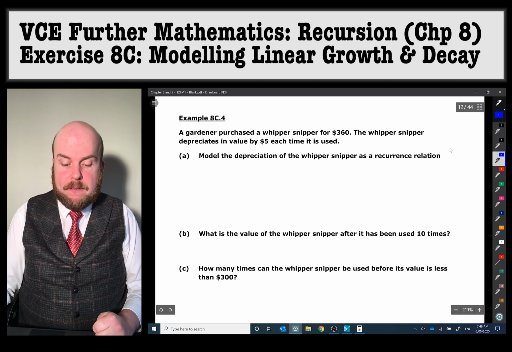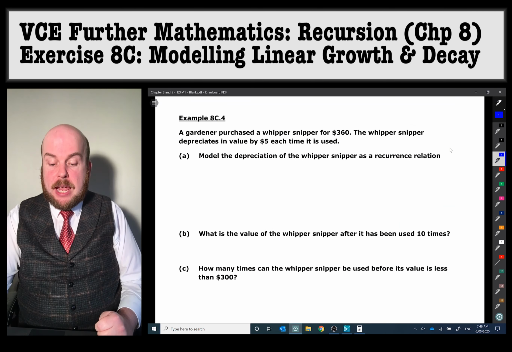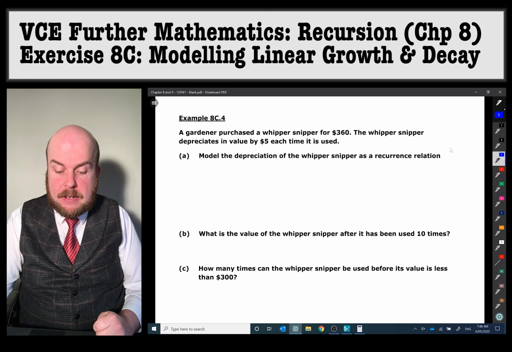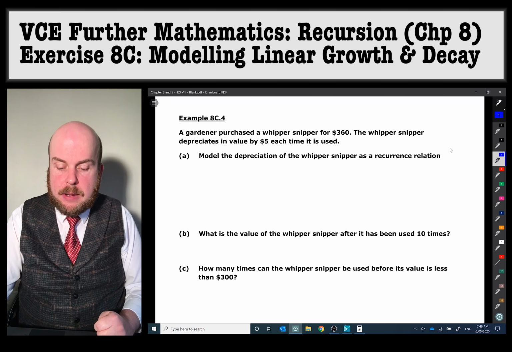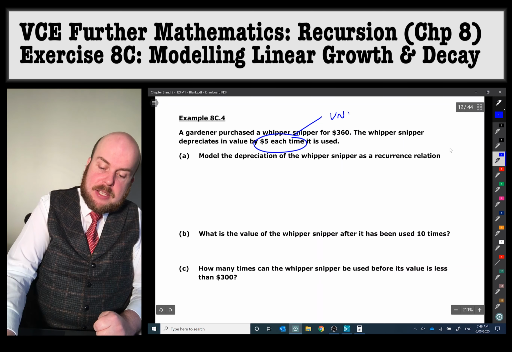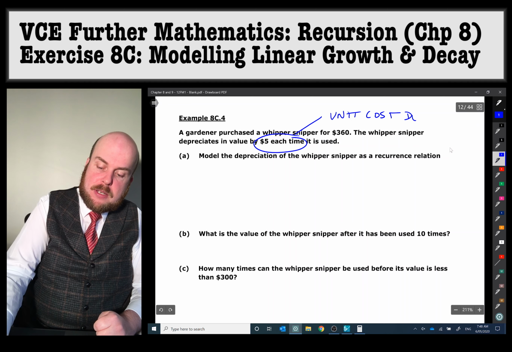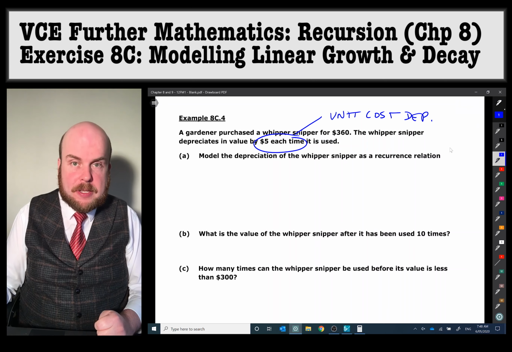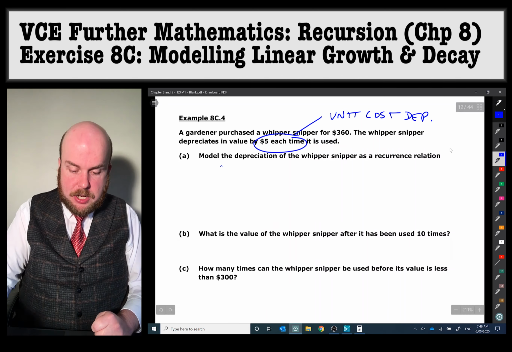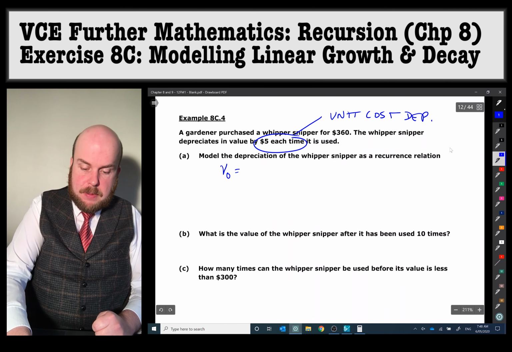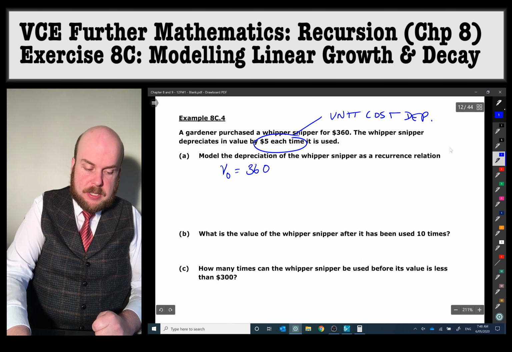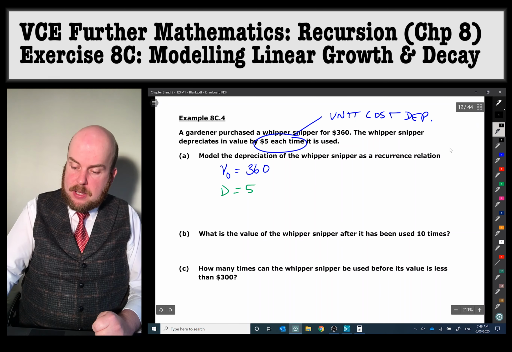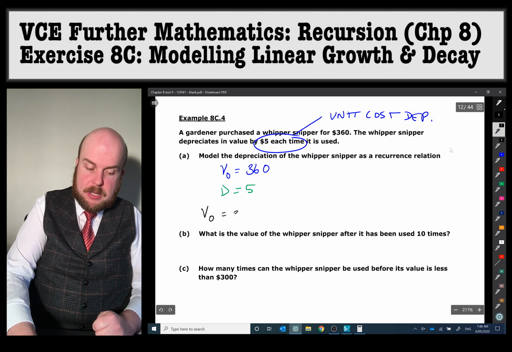Example 8C.4. A gardener purchased a whipper snipper for $360. The whipper snipper depreciates in value by $5 each time it is used. As soon as you see that, that is a unit cost depreciation. Model the depreciation of the whipper snipper as a recurrence relation. Well, I know my V0 is going to be the original price, which is $360. I know my D value is equal to 5. So therefore, the recurrence relation will look something like this.